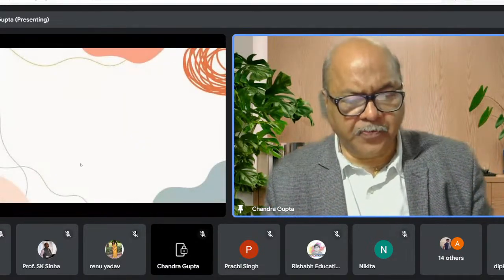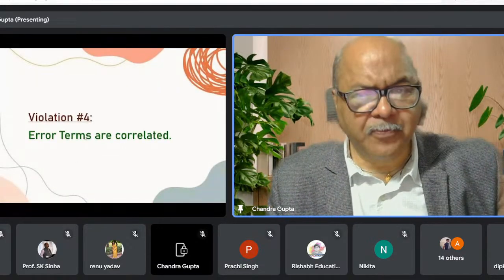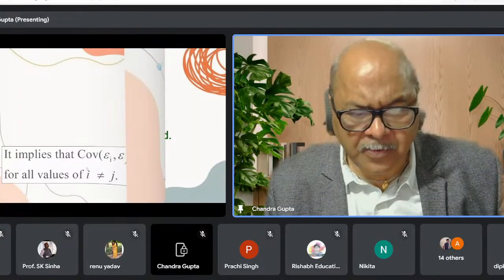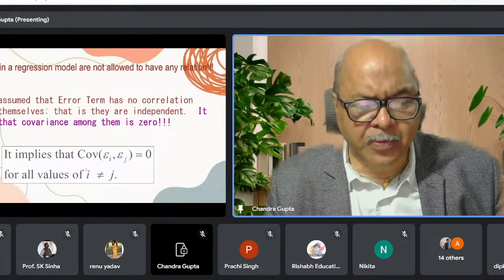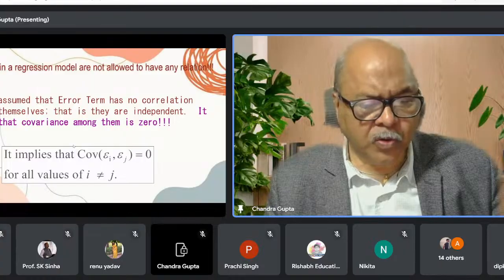Now let's move to another. What if my error terms are correlated? If my error terms are correlated, then we have a problem called the autocorrelation problem.